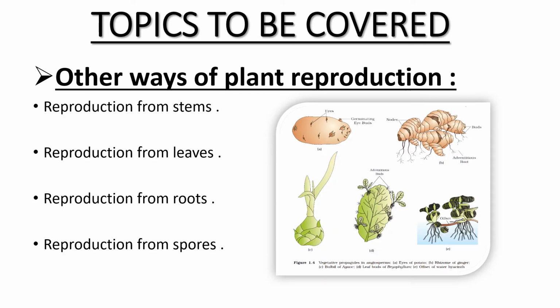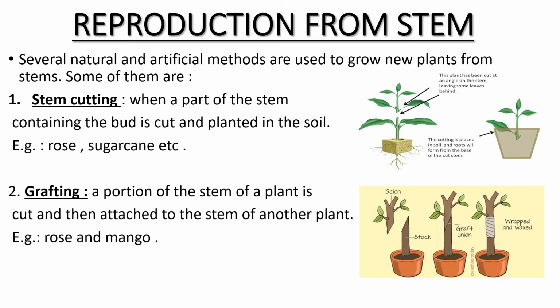Now, the topics to be covered in this session will be the other ways of plant reproduction by stems, leaves, roots and spores. In this session, we will learn how plants reproduce other than by seed. So, students, in the previous session, we learned about how a seed develops into a new plant. Now, do you know that plants can also be grown from other plant parts?